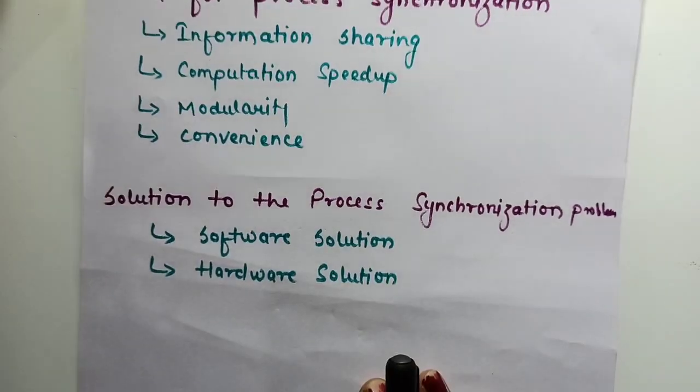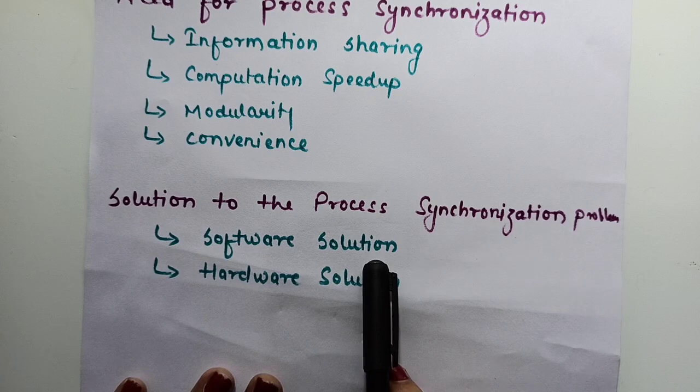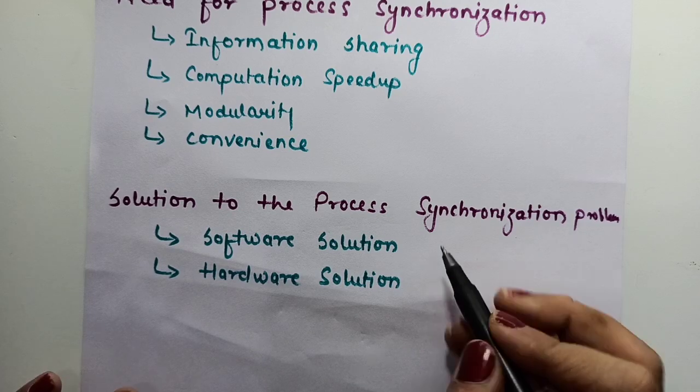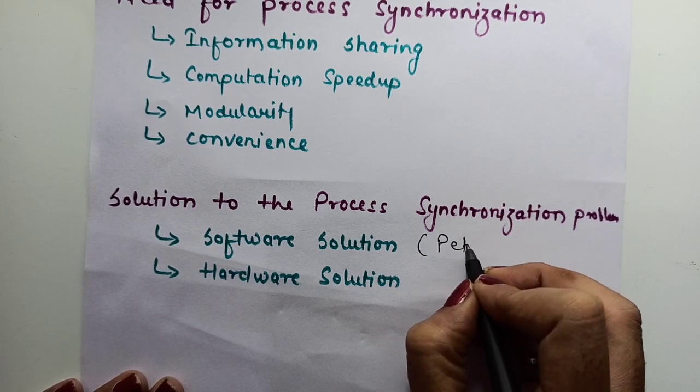What is the solution to this process synchronization problem? We have two solutions: a software solution and a hardware solution. In a software solution we have Peterson's algorithm, which can solve this problem so that a shareable resource can only be accessed by a single user or a single process at a time, and that same thing can be provided as a hardware solution also.